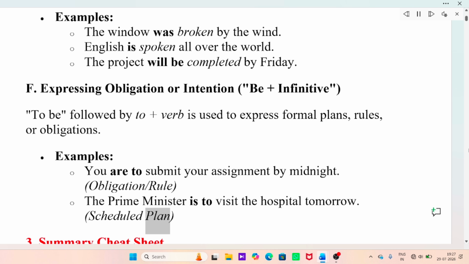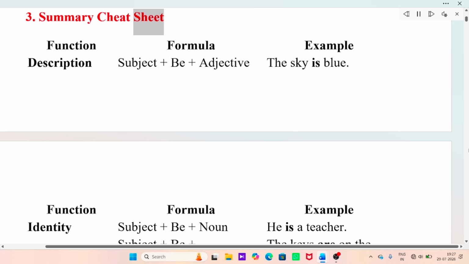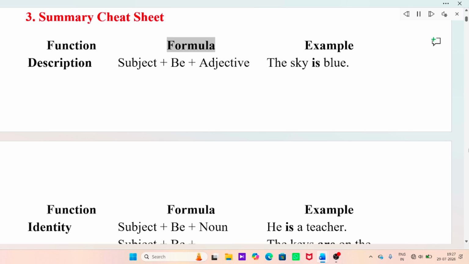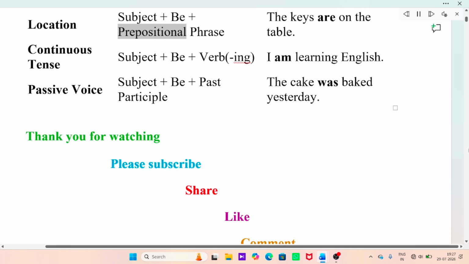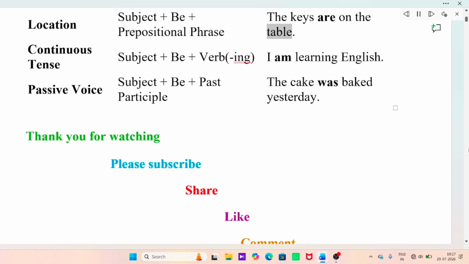3. Summary cheat sheet. Function, formula, example. Description: subject plus be plus adjective. The sky is blue. Identity: subject plus be plus noun. He is a teacher. Location: subject plus be plus prepositional phrase. The keys are on the table.